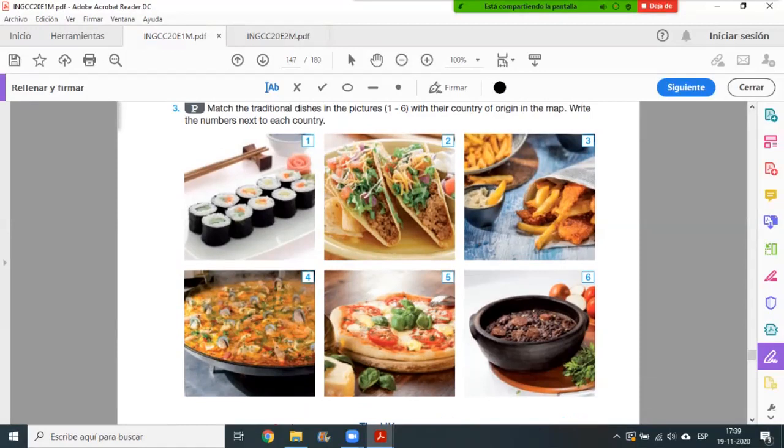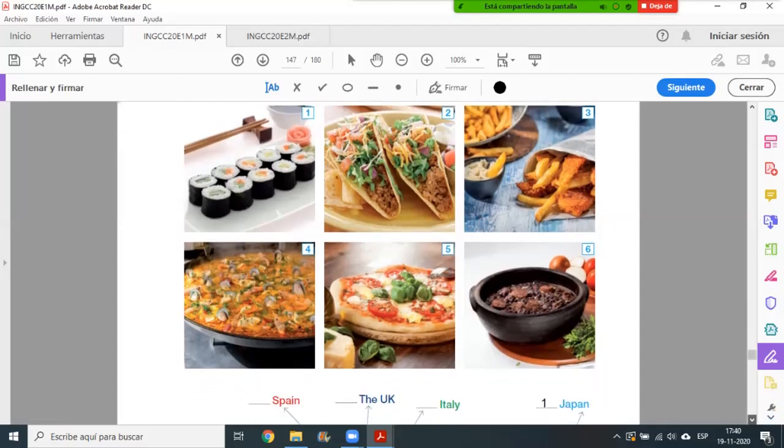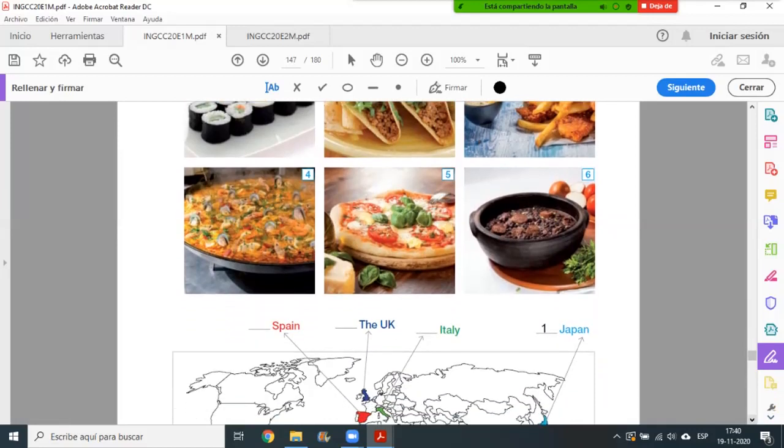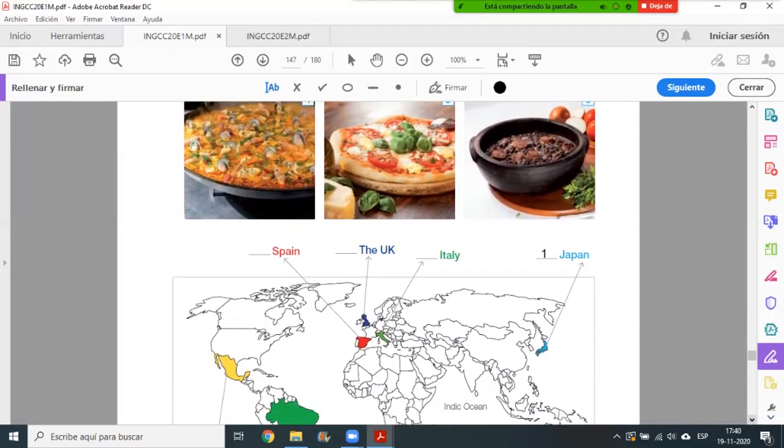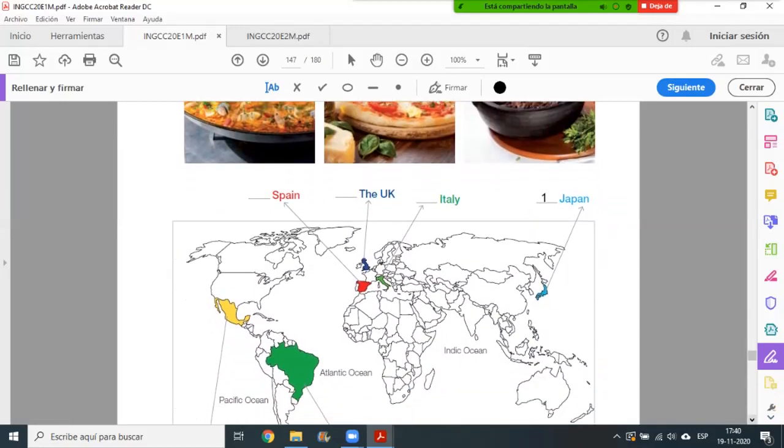Here we have a paella, and here we have a delicious pizza, you know. And here I think that these are a kind of black beans, porotos negros, black beans. So you have to look for the correct country and write the name of the picture here next to the name of the country. Okay?